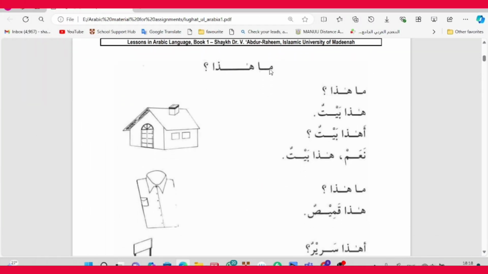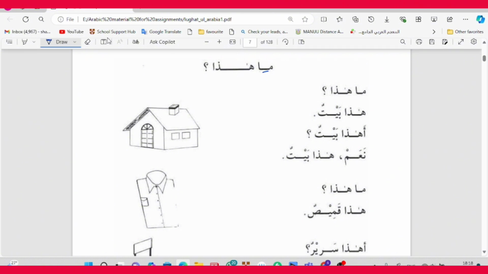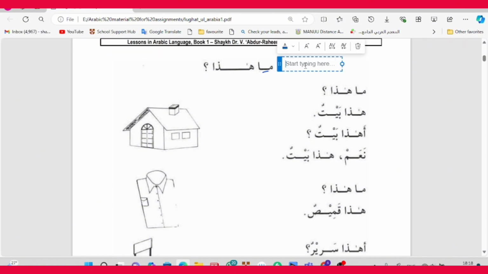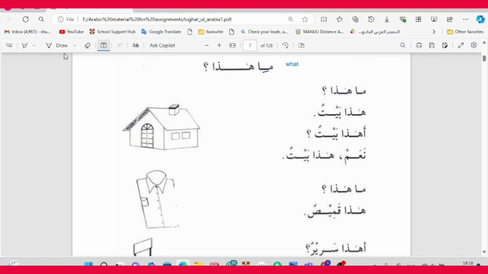Now, asking questions using this haza. This is ma. Ma means what. If you are asking about a specific thing, you will ask using ma haza. Ma haza, what is this? As you see in this picture, haza bait, this is a house.